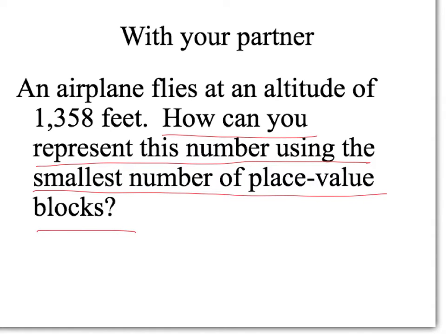Now I would want you to pay attention to the word smallest number. That means that there's going to be more than one answer that you could come up with, but they're asking for the smallest number or the smallest amount of base 10 blocks, or place value blocks as they're known. You're going to be representing the number 1,358. So there's going to be more than one way to use base 10 blocks to show that number, but they want the smallest number or the least amount of base 10 blocks. So go ahead and solve that with your partner and see what you can come up with.